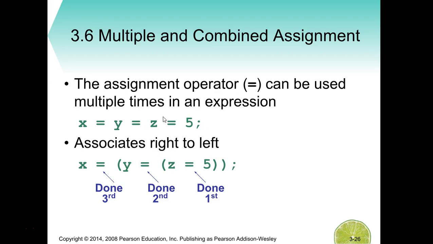It assigns 5 to z, and since z is 5, that assigns to y. So now y is 5 and that assigns to x. So eventually all of the values get assigned a value of 5. That is called a multiple assignment statement.